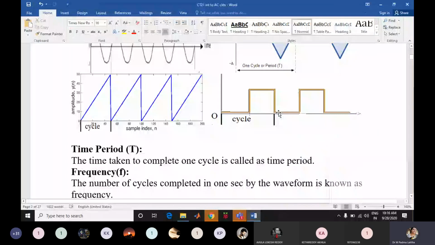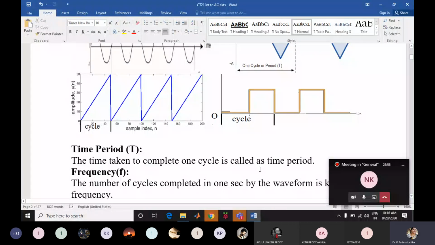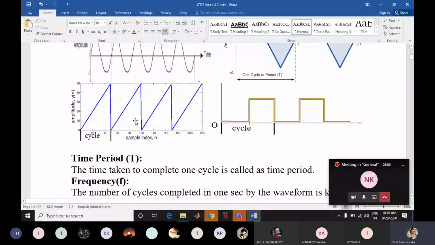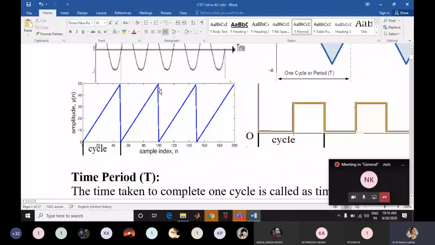What is the time period? The time taken to complete one cycle is called the time period. If you see these waveforms, in this figure, if you consider the time in seconds, this is 20, 40, 50. To complete one cycle, it has taken 50 seconds. So the time period of this becomes 50 seconds.